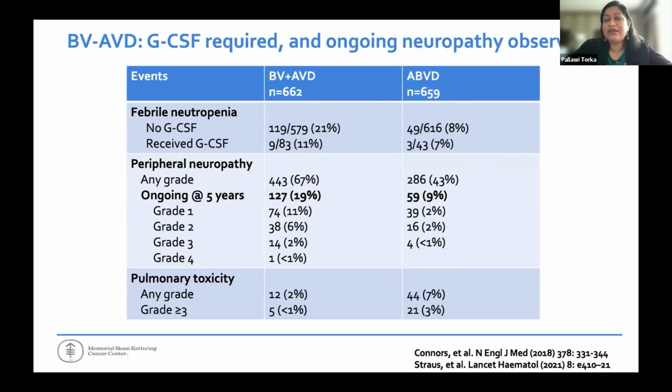But in my practice, what I'm doing is, if a patient has a low IPS disease, like IPS of 1 or 2, where I know that they're going to be fine with ABVD anyway, then I really don't give them BVAVD. I just stick to ABVD because I know they'll have a much better experience during their treatment.